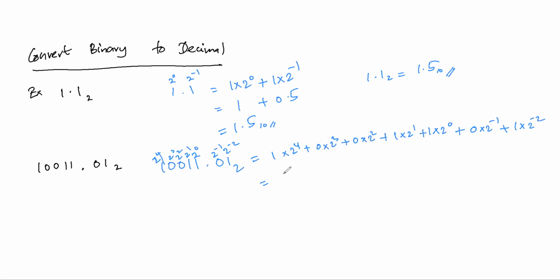So 1, 2, 4, 8, 16, so we have 16 plus 0 plus 0 plus 2 plus 1, then point. This is 0 again, so we'll have 0, then plus 0.25. So this is 16, 18, 19, 19.25.